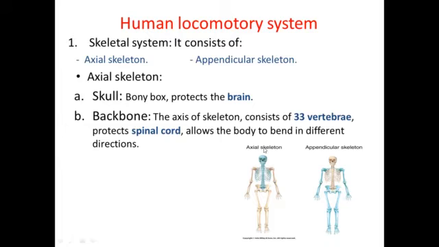In this figure, you can observe that the axial skeleton, which consists of the skull, backbone, and rib cage, in the first figure, is represented by the blue color, while the upper limbs and lower limbs, which represent the appendicular skeleton, are characterized by the blue color also.